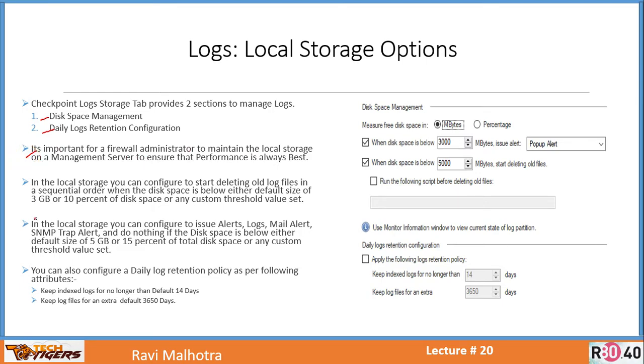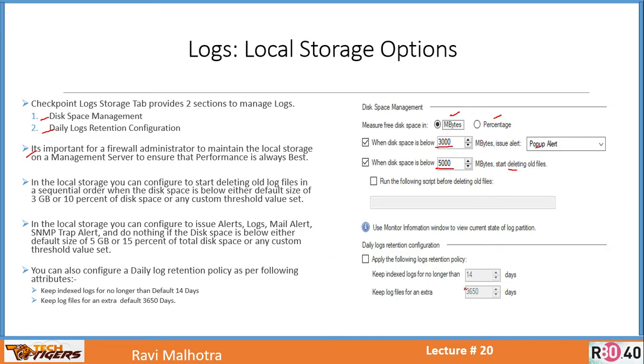In the local storage, you can configure it to start deleting old log files in a sequential order when the disk space is below either the default size of 3 GB or 10% of disk space, or any other custom threshold value set. So you can choose whether this information should be shown in megabytes or in percentage. So when disk space is below 3000 MB, you can click on alert, and when disk space is below 5000 MB, then start deleting old files. Okay. So these are the things, right?